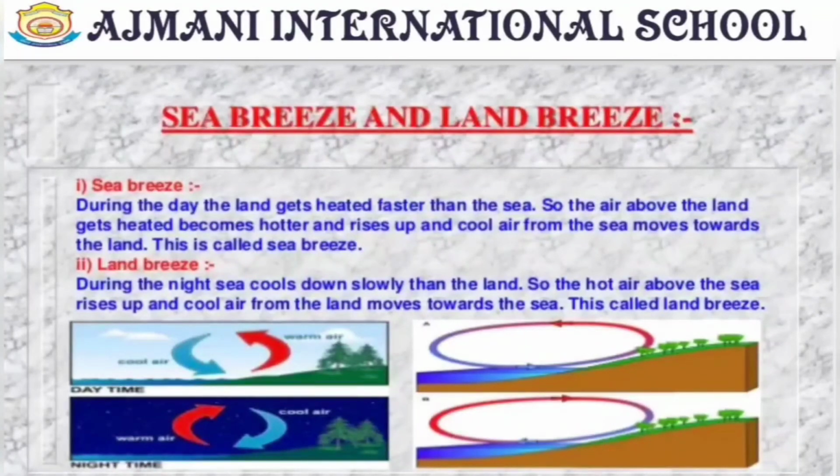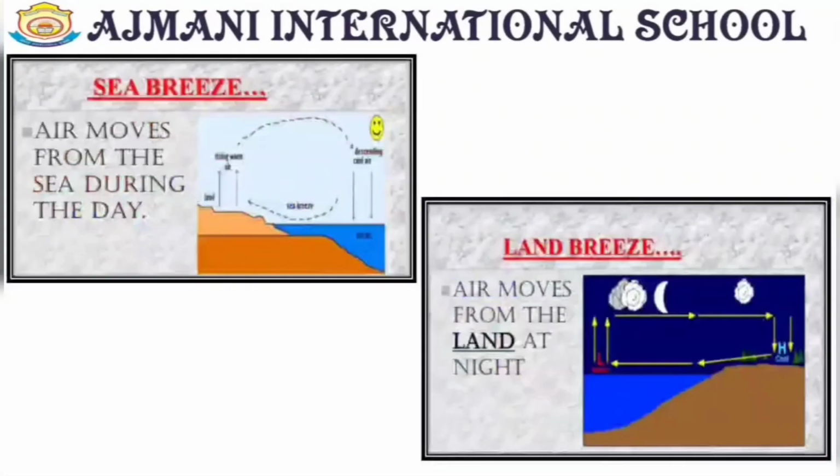The other one is the land breeze. During night, the land cools down much faster than the sea. So the air above the land cools faster than the air above the sea. The warm air above the sea rises up and the cool air above the land rushes to take its place. This cool air that moves from land to the sea is considered to be the land breeze. So you can summarize it in a simple manner. The air which moves from sea to the land during the daytime is called sea breeze, and the air which moves from the land towards the sea in the night is called land breeze.